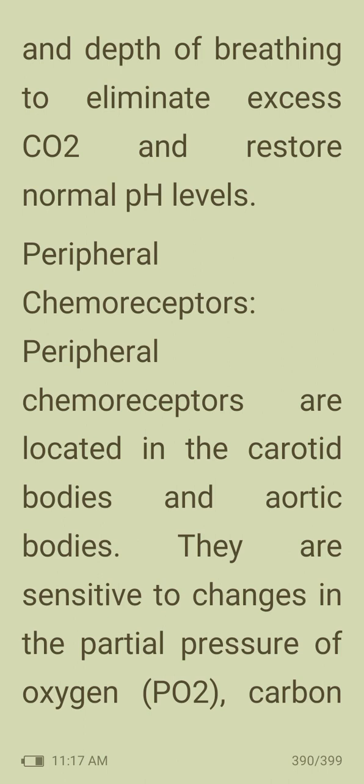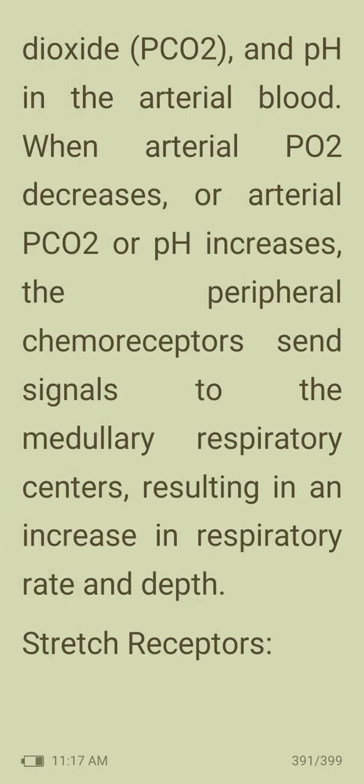Then peripheral chemoreceptors. Peripheral chemoreceptors are located in the carotid bodies and aortic bodies. They are sensitive to changes in the partial pressure of oxygen and carbon dioxide and pH in the arterial blood. When arterial PO2 decreases or arterial PCO2 or pH increases, the peripheral chemoreceptors send signals to the medullary respiratory centers, resulting in an increase in respiratory rate and depth.